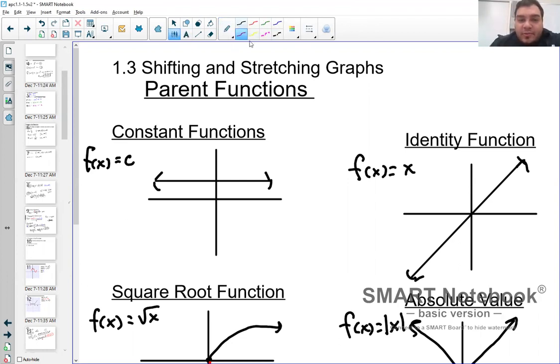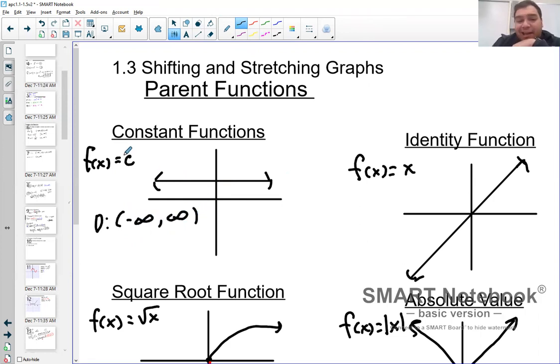Okay, so first one, let's start with this. This is a constant function. This is a straight horizontal line. So in terms of the domain, if you look at the graph itself, it goes from negative infinity to positive infinity. There's no issue here. So the domain is from negative infinity to positive infinity.